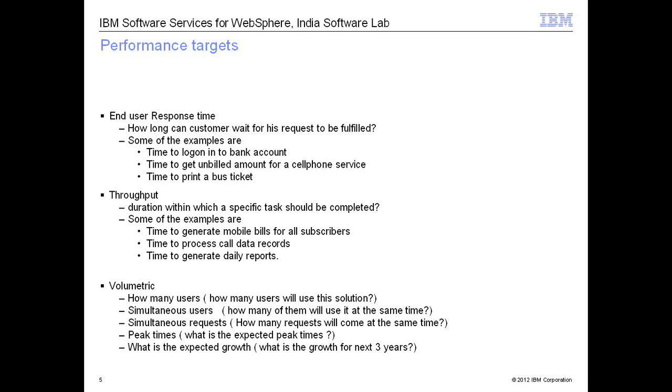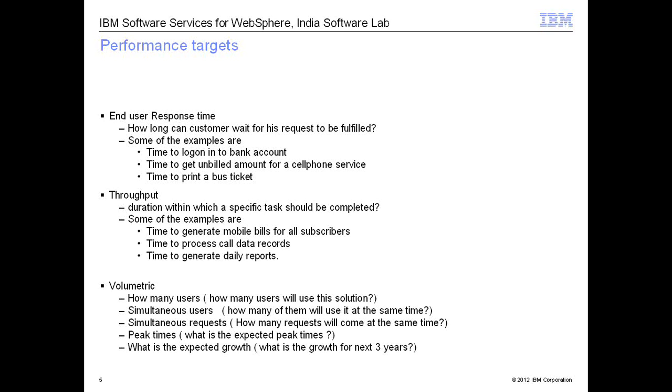The second one is throughput. How much can you get done within a specified time period? For example, how many bills can be generated in an hour? How many reports can be generated in an hour? How many cookies can a cookie cutter cut in an hour? How many pizzas can be made in an hour? Right? So the amount of work done within a time period is what is called throughput.